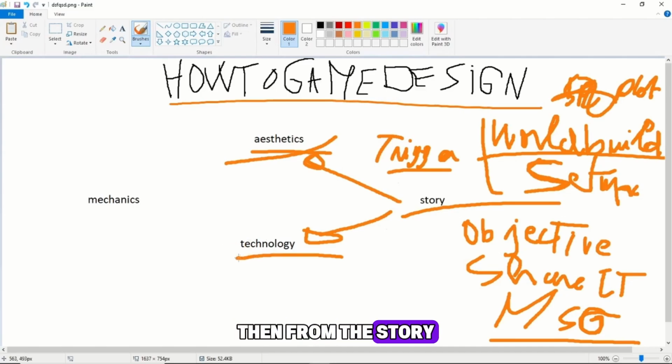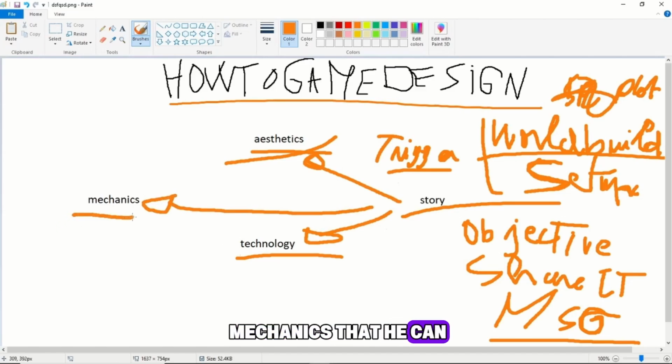Then from the story, you will define some mechanics. Let's take an example where the main character is an adventurer, and he will discover a magic world. So one of the mechanics is that he can climb, he can move, he can fly, he can use so many items and craft and so many things.